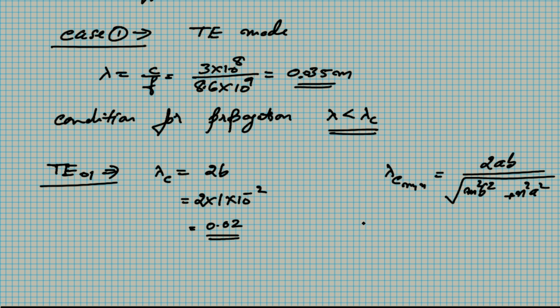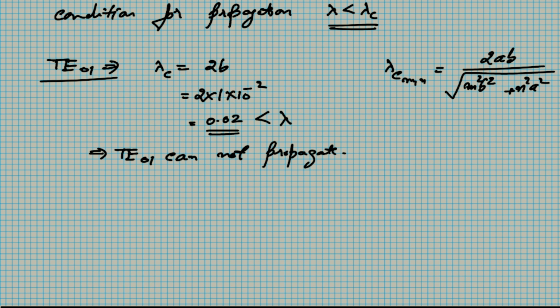So I see that this is the opposite condition, right? This lambda c is actually lesser than the given lambda. Given lambda is 0.035, but this is 0.02, right? This means TE01 cannot propagate in this particular waveguide. Okay, I hope the step is clear.